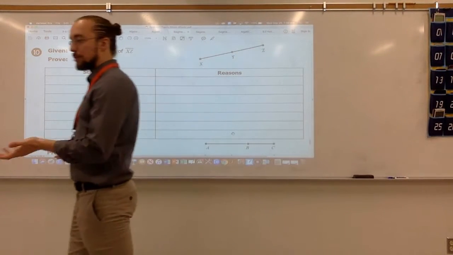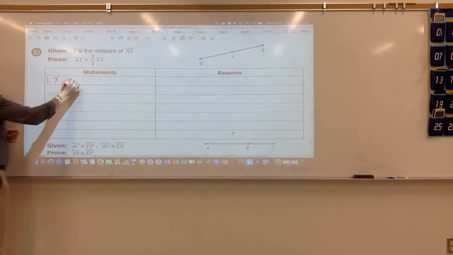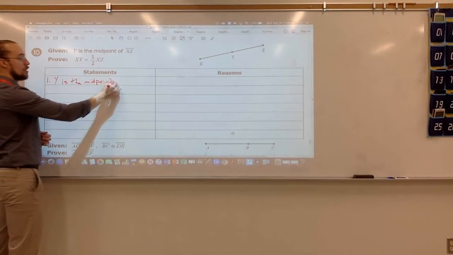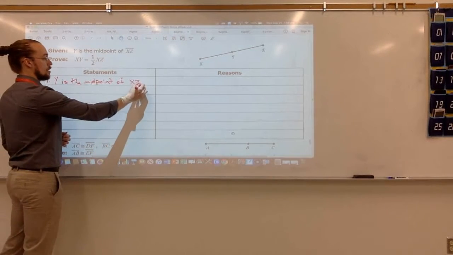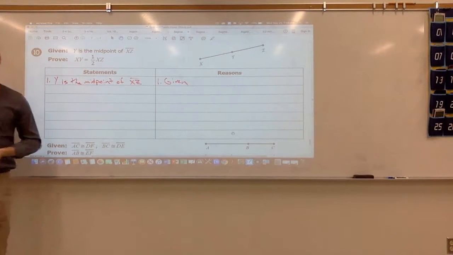So, where do we start? Given. Start with the given, right? The first line is our given information. So y is the midpoint of xz. Right? Reason: given.